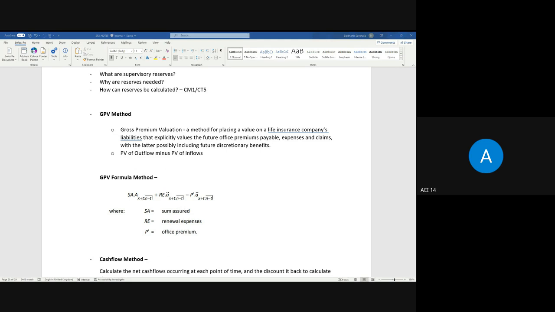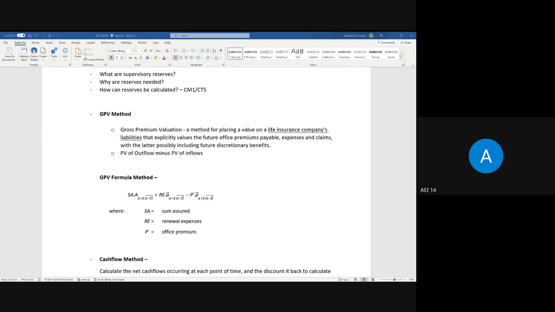Does this formula make sense to everyone? Yeah, just a quick question. This office premium is net of tax, right? Net of taxes, yeah. Okay. Any doubts, Lavanya? All good? Yeah, all good.